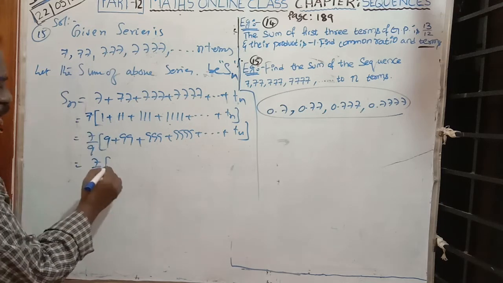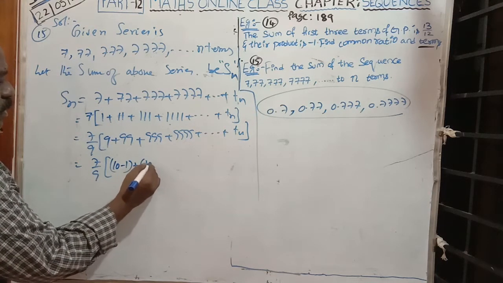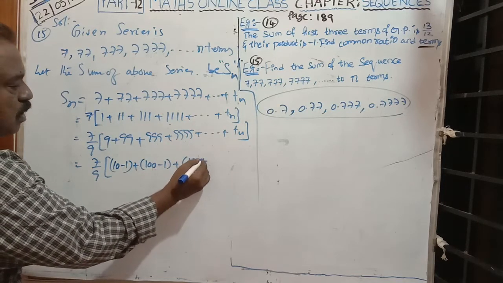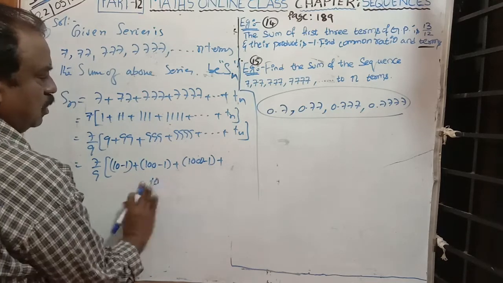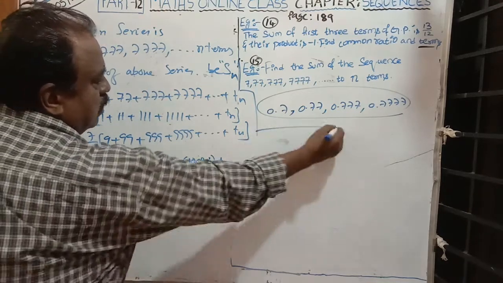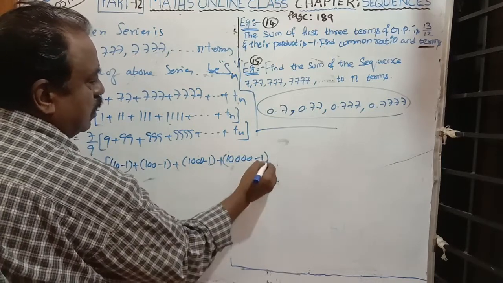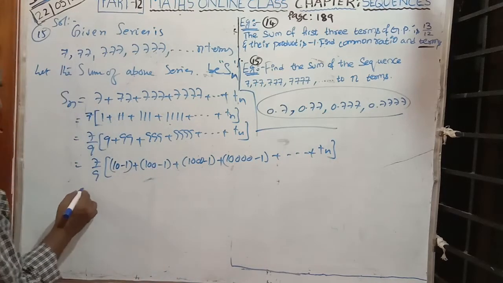You see, this 9 can be written as 10 minus 1. This is 100 minus 1. This is 1000 minus 1. And it is 10,000 minus 1. I will write here. Like this it is going up to the nth term.